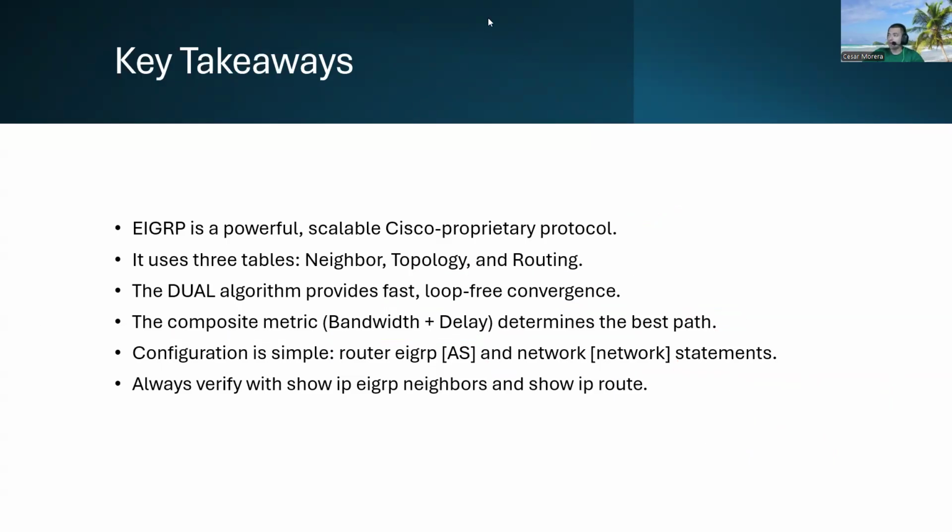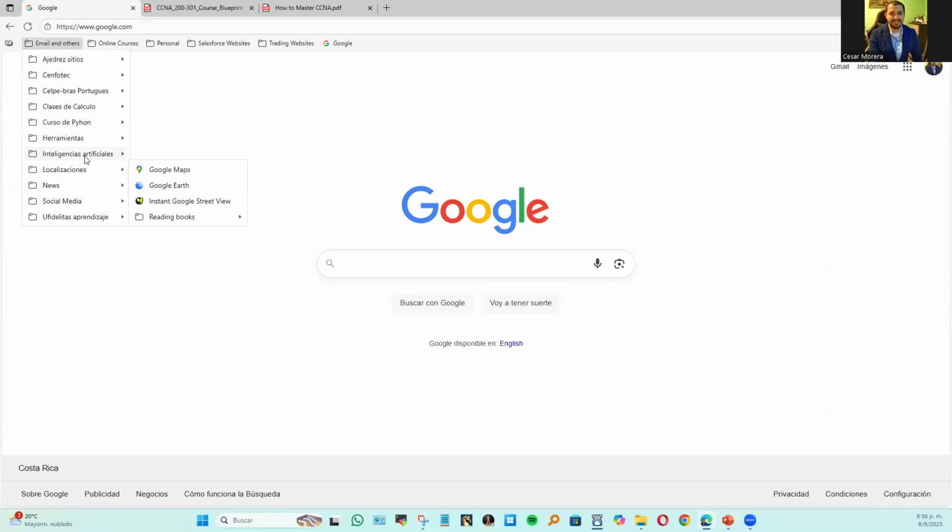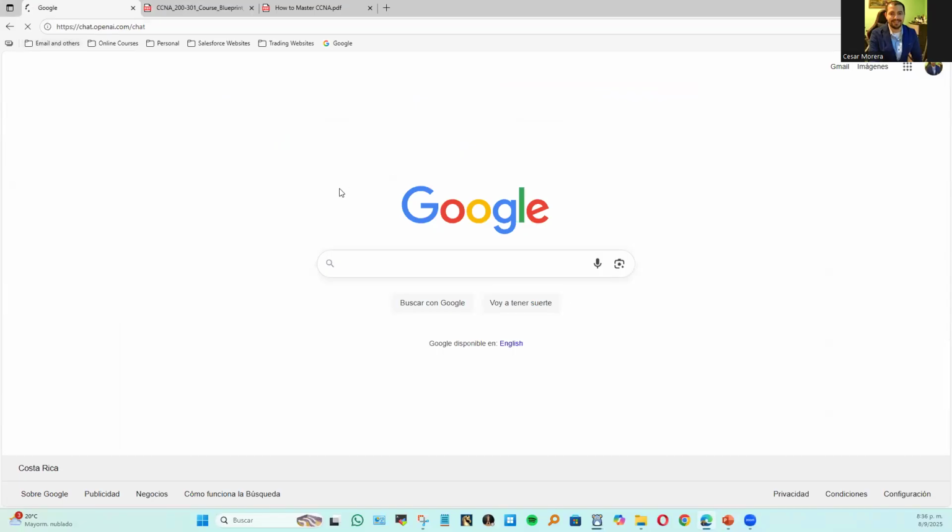Before we close and wrap up this lesson, let's just do some research with our little friend ChatGPT. Let's go ahead and do that. We are trying to discover why it is important to have this metric that we were working on before, SRTT. So let's go ahead and do some research here. Let me see if we can go over that.